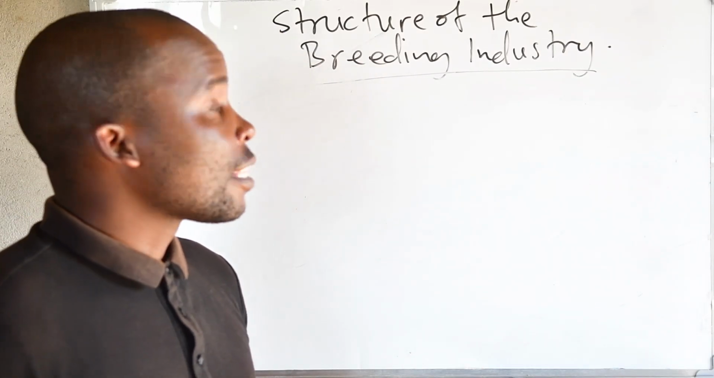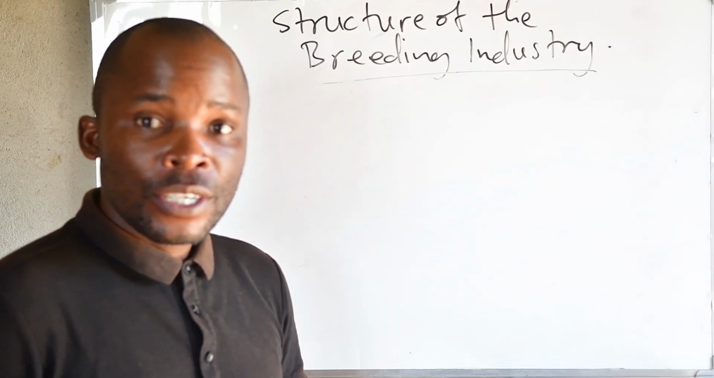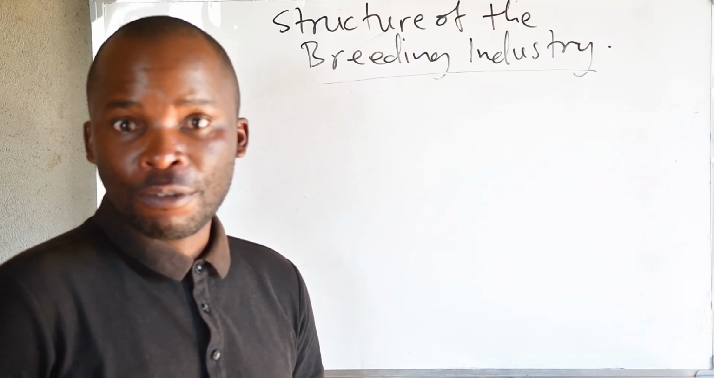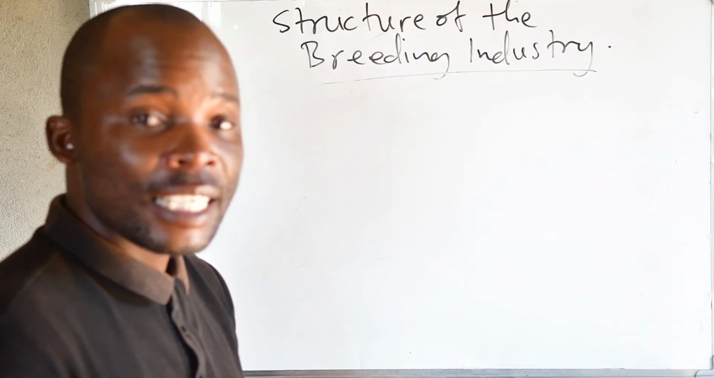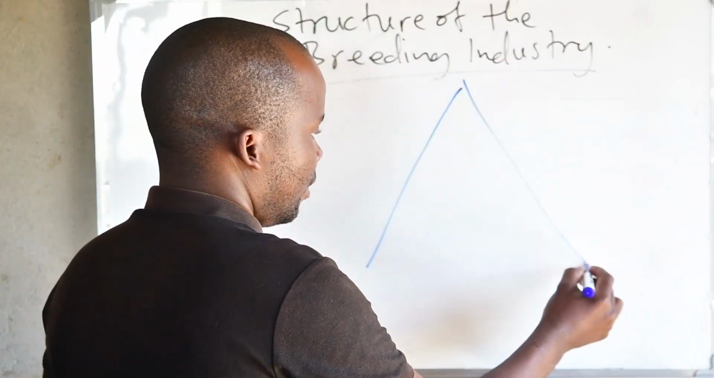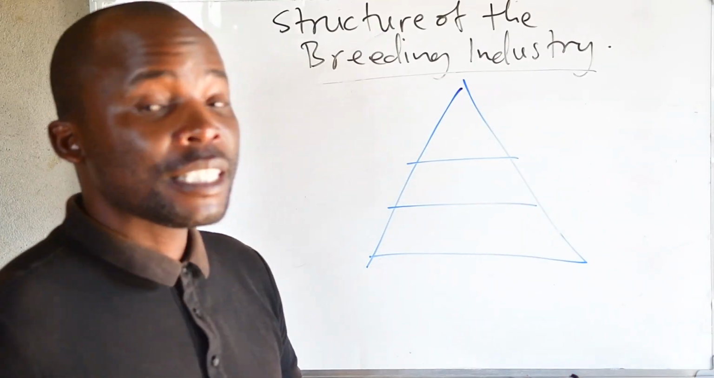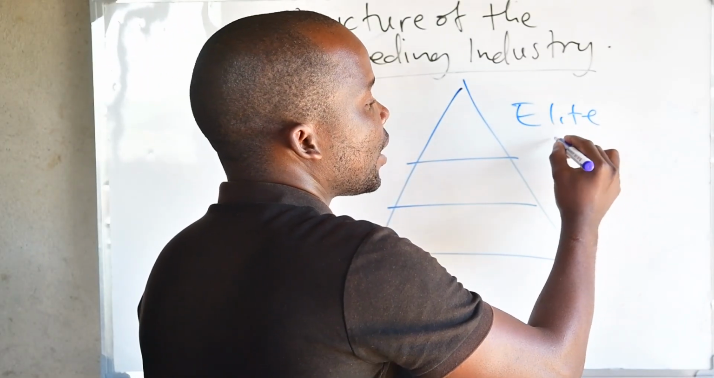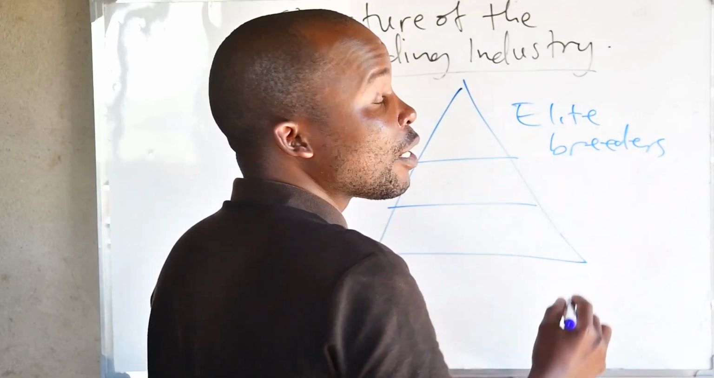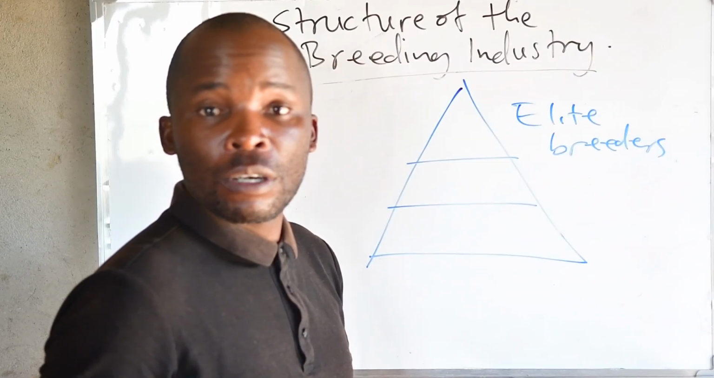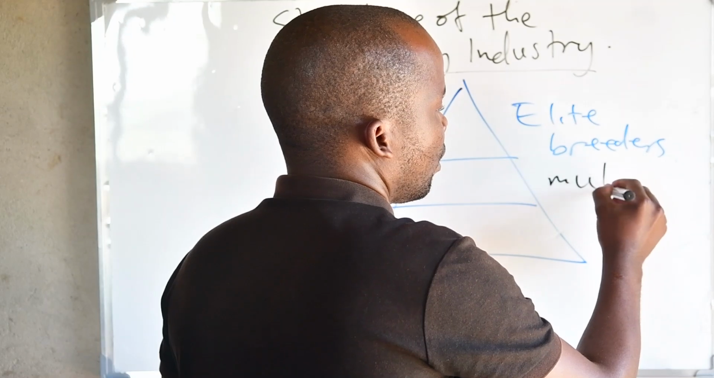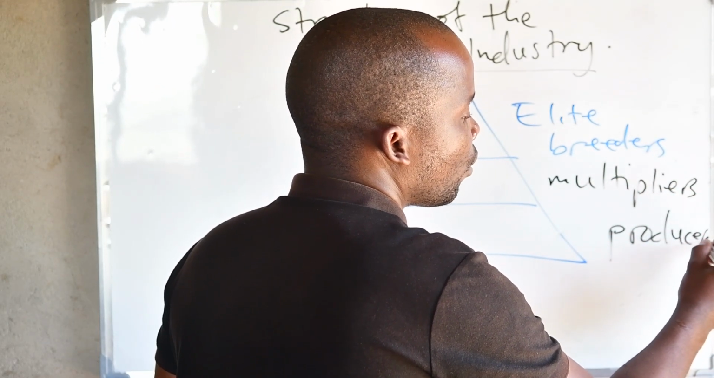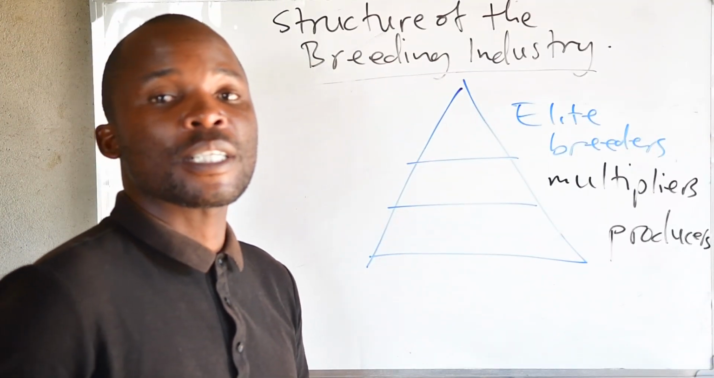Today I'm going to be discussing the structure of the breeding industry. So in each country there is a structure that is recognizable which is responsible for breeding. The structure of the breeding industry is pyramid shaped. But the pyramid is divided into three parts. There is the top part where we have got elite breeders. Then we've got the middle part where we have what we call multipliers. Then obviously the bottom part, which is made up of what we call producers or general producers.